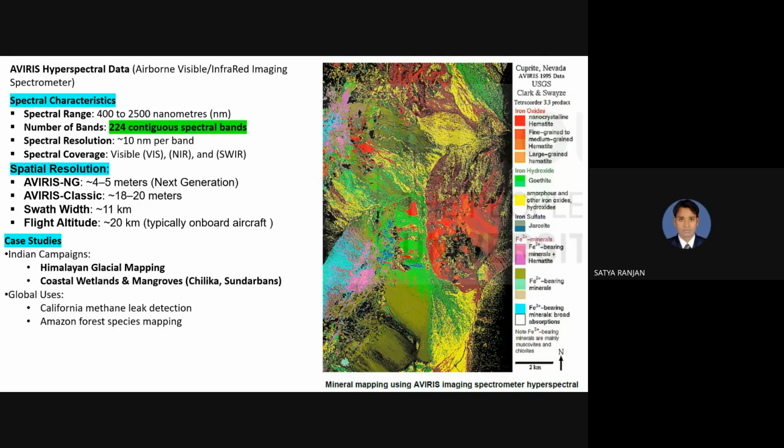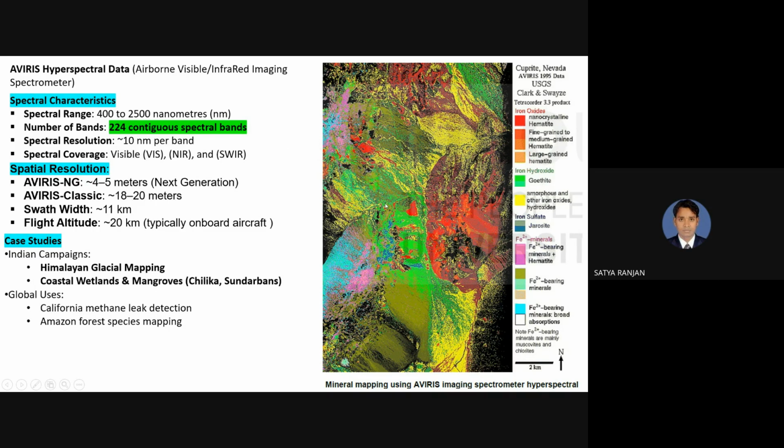For India only, Himalayan glacier mapping used AVIRIS hyperspectral data. Then coastal wetlands and mangroves, Chilika Lagoon in Odisha and the Sundarban mangrove area are mapped with the AVIRIS hyperspectral data. And some of the global uses are in the Amazon forest and California methane leak detection. These are the data. Because it's a very costly data, it's not used globally.